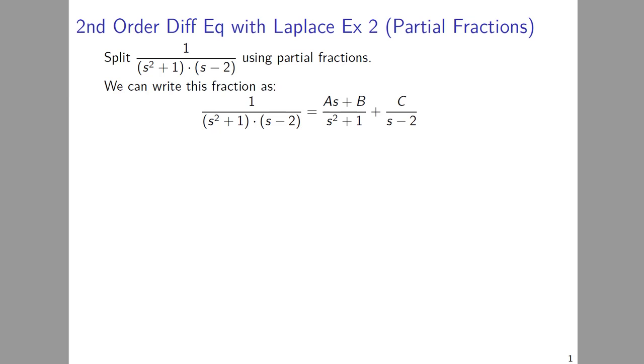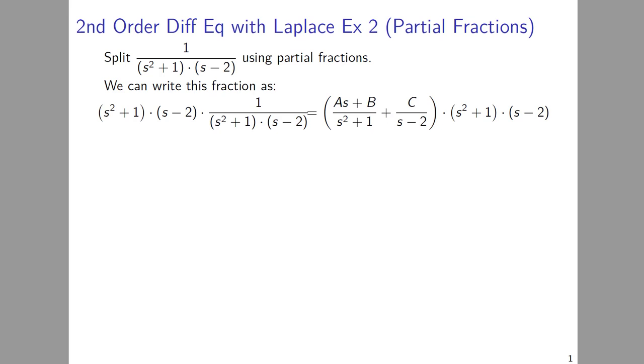Once we set up this form, the way that we will proceed is the same way as when we had two linear terms in the denominator. In particular, we'll multiply both sides by that denominator, in this case, s squared plus 1 times s minus 2. Doing this, on the left, again we'll just have the numerator, 1.